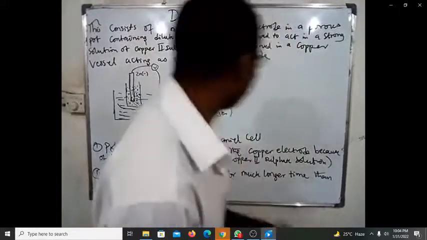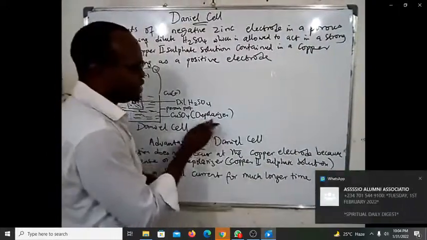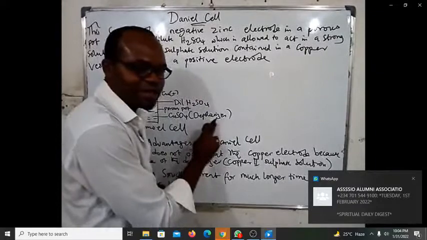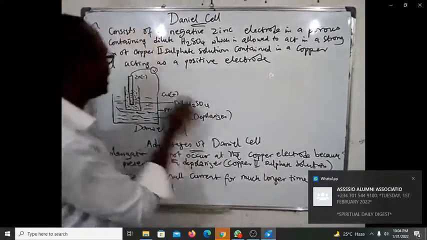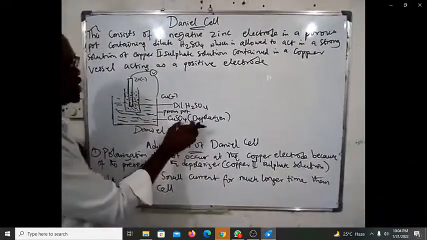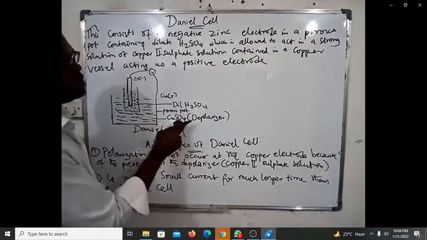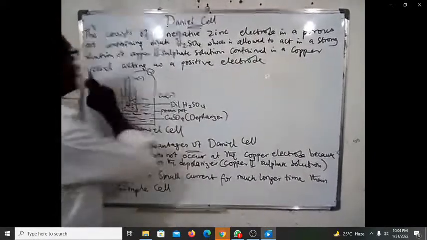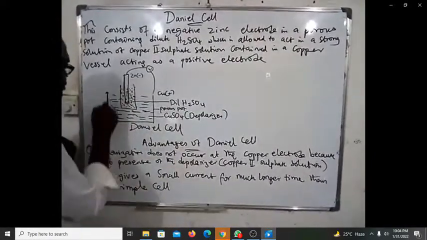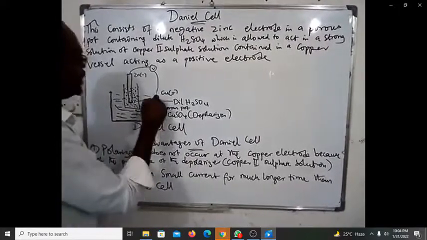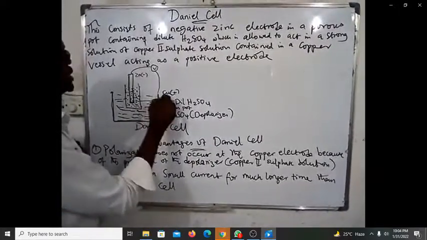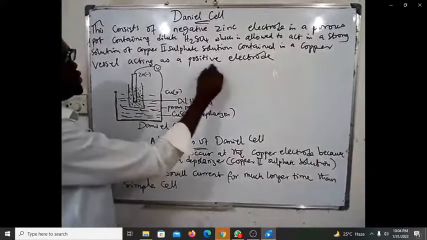It simply means that automatically the problem of the defect of polarization is already solved. You understand? Because you have one of the components as a depolarizer, copper 2 sulfate, which is contained in a copper vessel. And this copper vessel is acting as the positive electrode. Can you see that?